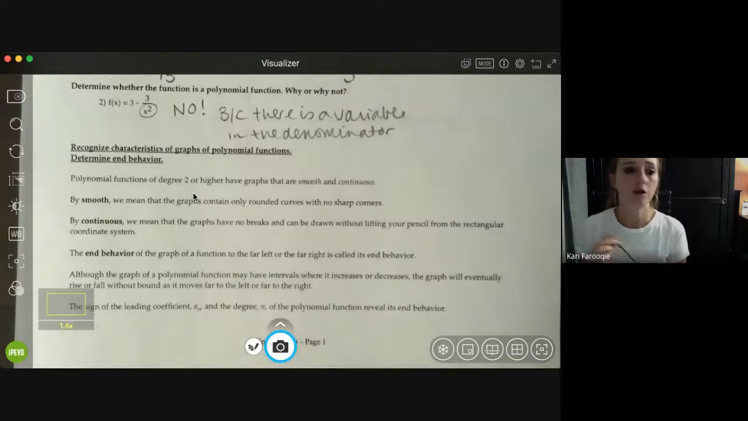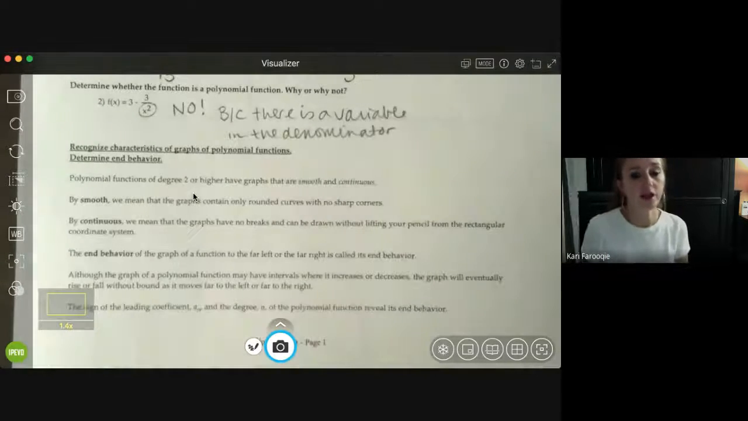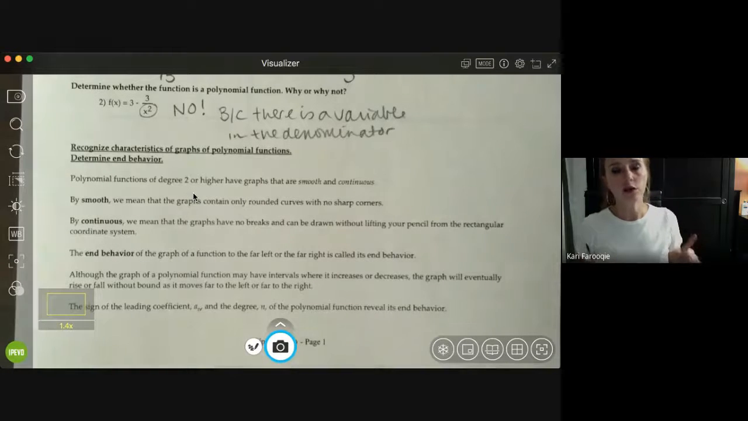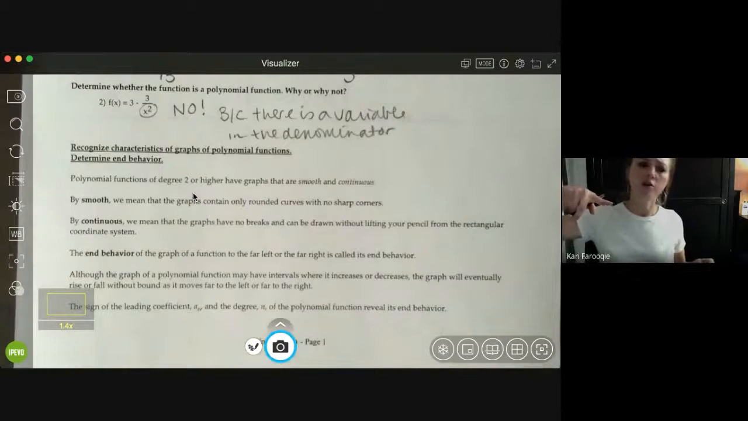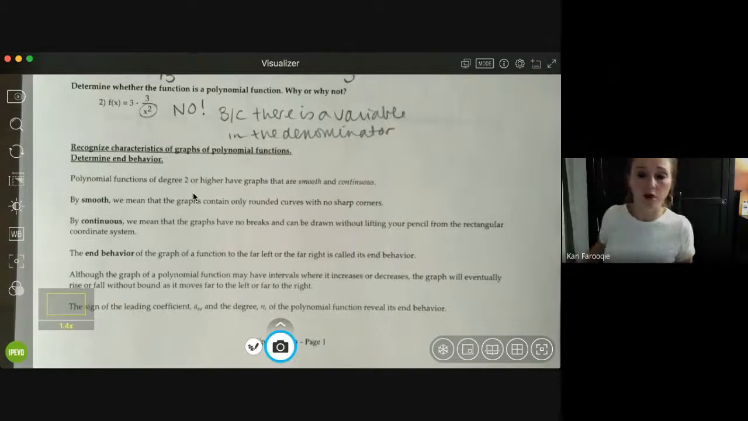The end behavior of the graph of a function to the far left or the far right is called its end behavior. So basically what we're thinking about is, as x goes all the way to negative infinity and as x goes all the way to positive infinity, what is y doing in both cases? So if x is going all the way to the left, is y going down? Is it going up? Is it leveling out? Does it have a horizontal asymptote? That's one thing we'll talk about as we get into 3.5 and talk about rational functions. We're going to focus a lot on end behavior. It's a very important concept.